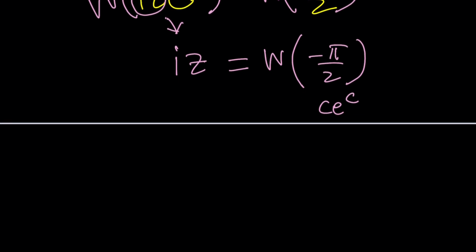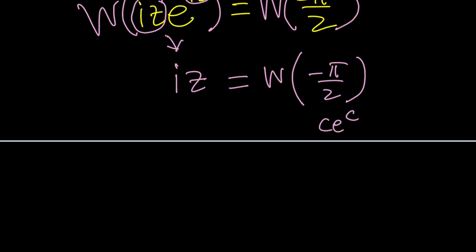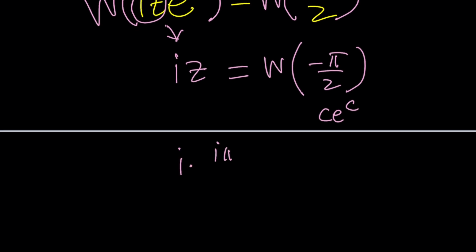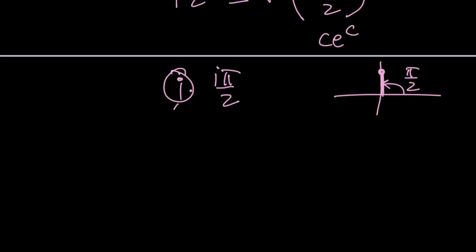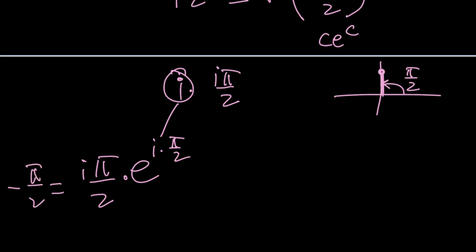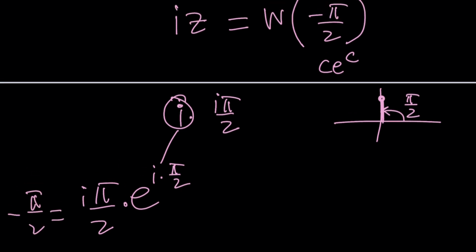Well, here's the thing. You can go ahead and try to split up pi over 2, or negative pi over 2. And remember, it was written as i times i pi over 2. If you know that i in the complex plane is right here, and its argument is pi over 2, and its modulus is 1. In other words, i can be written as e to the power i pi over 2, and guess what? That does the trick. Now, this is the same thing as negative pi over 2, so if you apply Lambert's W function on it, here's what's going to happen.